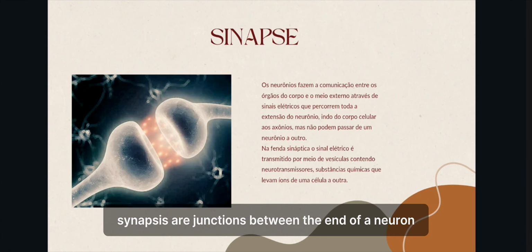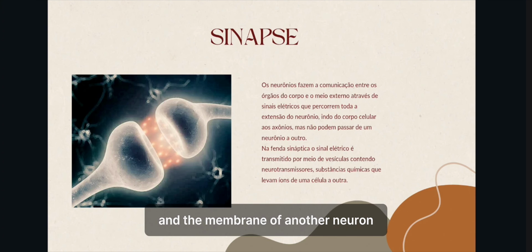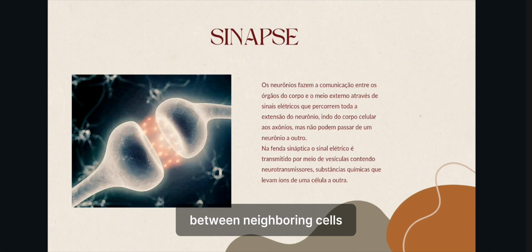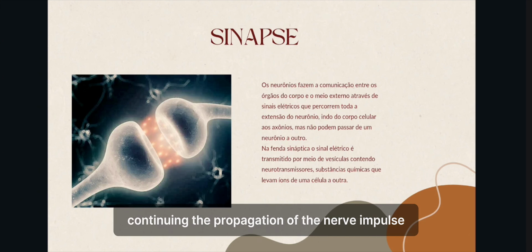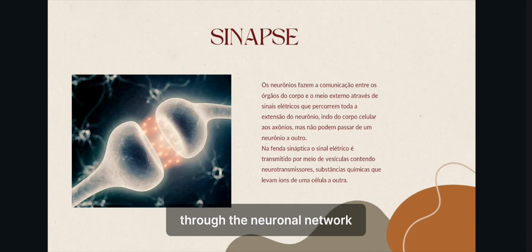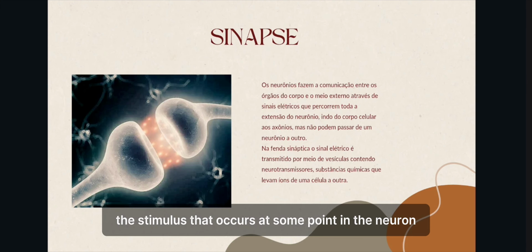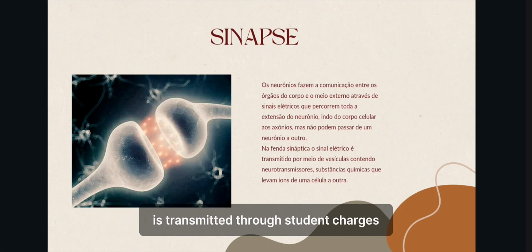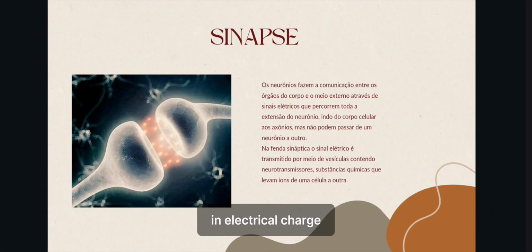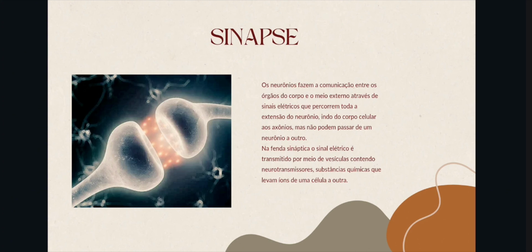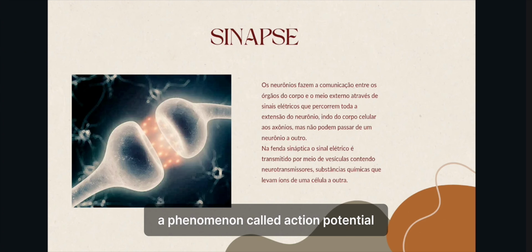Synapses are junctions between the ending of a neuron and the membrane of another neuron. They are the ones who make the connection between neighboring cells, continuing the propagation of the nerve impulse through the neural network. Nerve impulses are electrical signals that affect the ions of the neural membrane. The stimulus that occurs at some point in the neuron is transmitted through a sudden change in electrical charge, a phenomenon called action potential, which runs through the neuron.